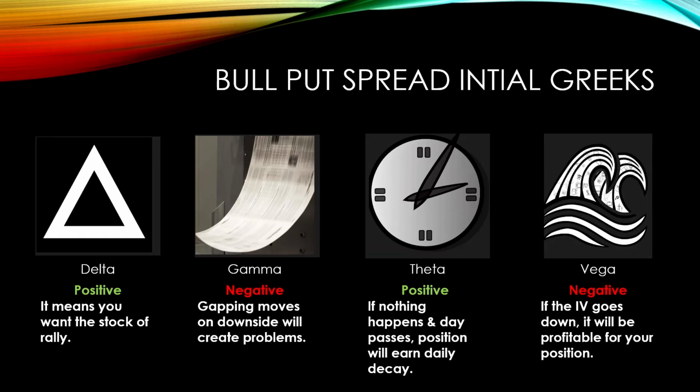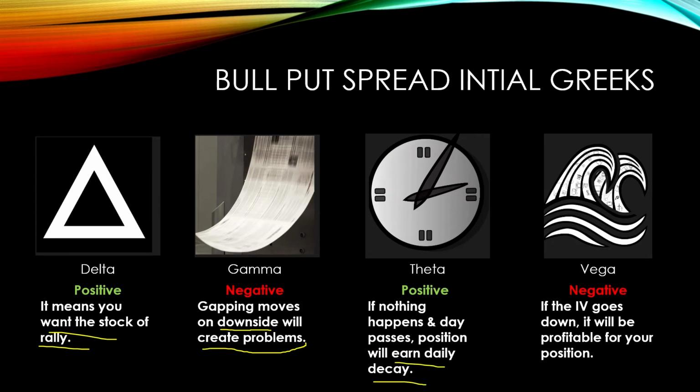So what are the Greeks of this strategy? The delta is positive, of course. You want the stock to rally. The gamma, in the net credit strategies, the gamma will always be negative, because you have sold puts, any gapping move on downside will create problem for this strategy. So gamma is negative. What is theta? Theta is positive, because you are collecting net premium. So in case nothing happens and stock remains sideways, you will earn daily decay in option prices.